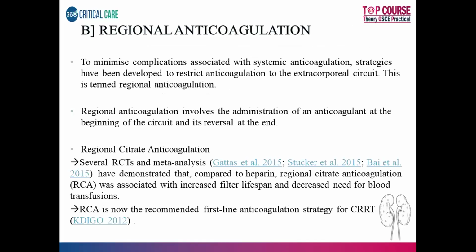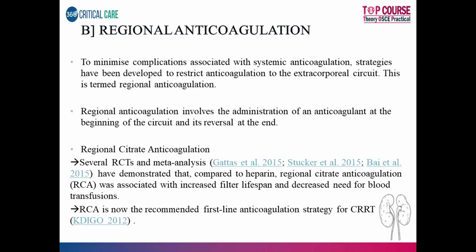So what is this? To minimize complications associated with systemic anticoagulation, strategies have been developed to restrict the anticoagulation only to the extracorporeal circuit. So this is not going into the patient's blood. It is only in the extracorporeal circuit. So that is known as regional anticoagulation, restricted to the hemodialysis machine, the particular region.